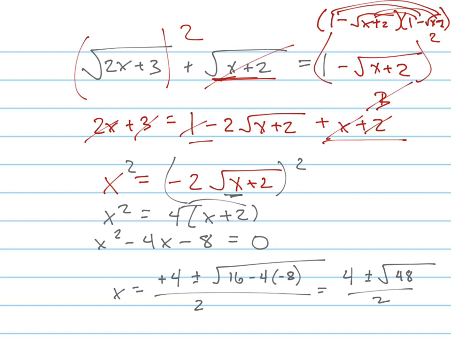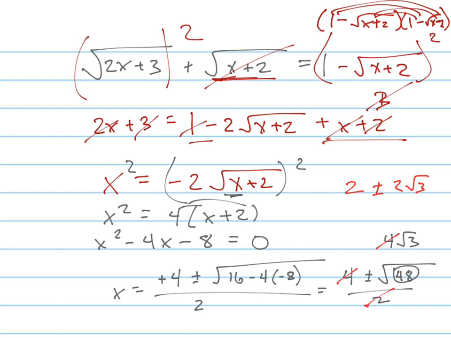Not that bad. 48 is really 4 root 3, since it's 16 times 3. So then now you can cancel out of both of them. So it's 2 plus or minus 2 root 3.